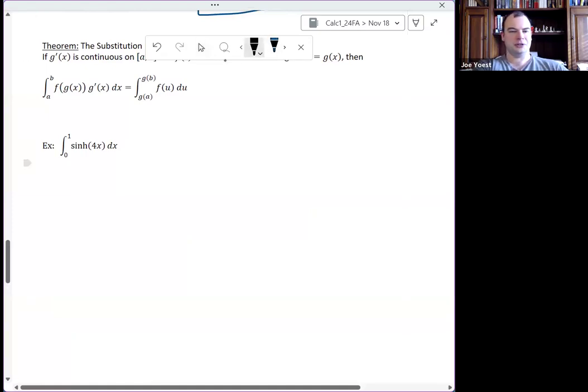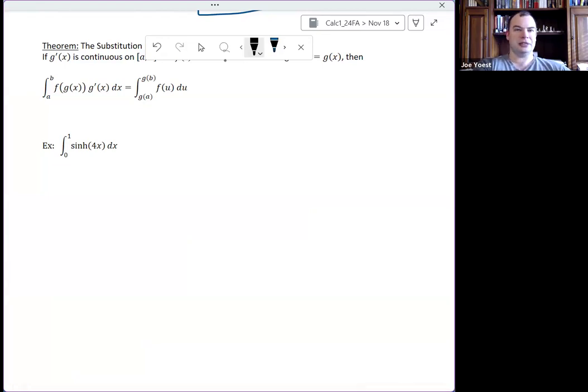So example, integral 0 to 1 of sinh of 4x dx. So this is a pretty easy substitution to make. u equals 4x. This is one that we could definitely do by just guessing and checking. But just going through the mechanics here, du equals 4 dx.